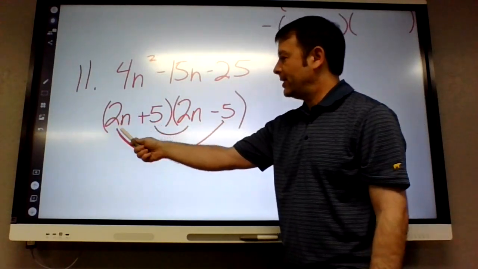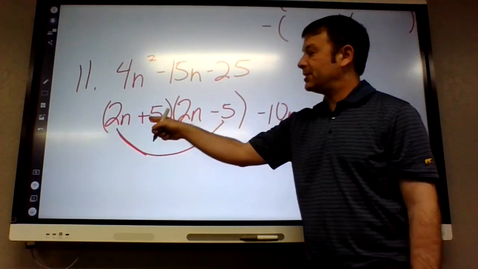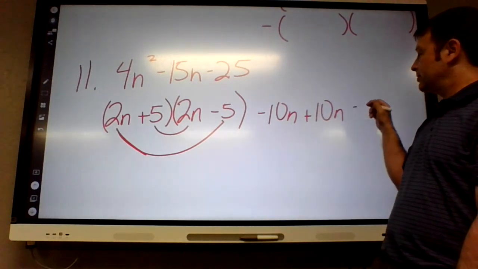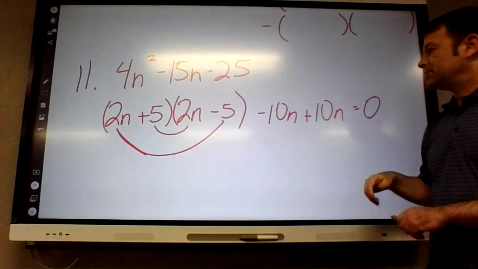Okay, the outside right now is giving me -10n, and the inside is giving me +10n. And if I add those together, 0, not -15n. So that's not right.